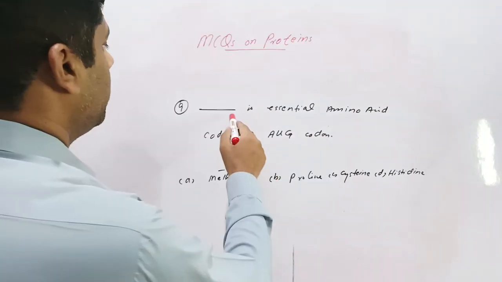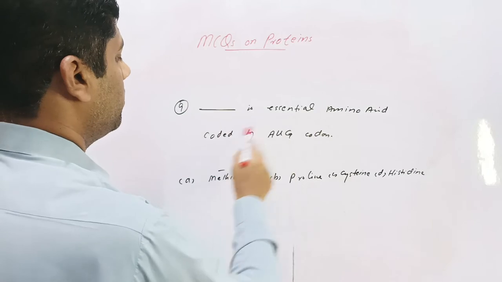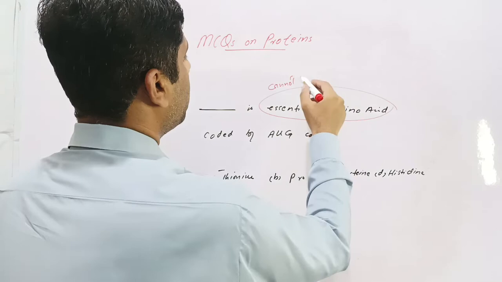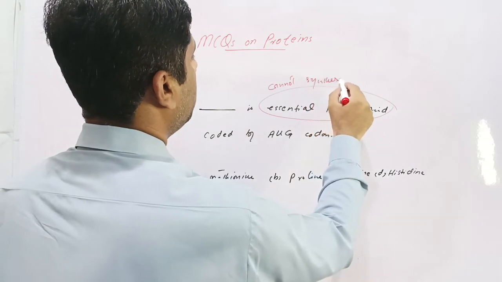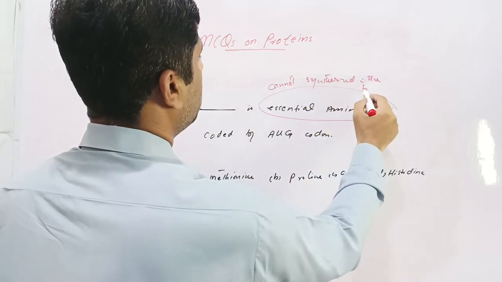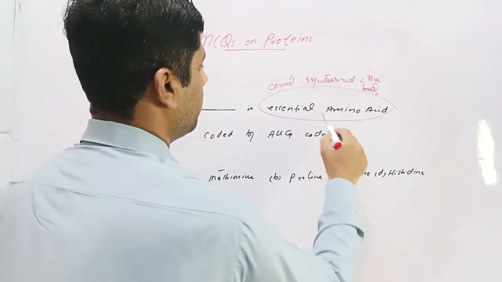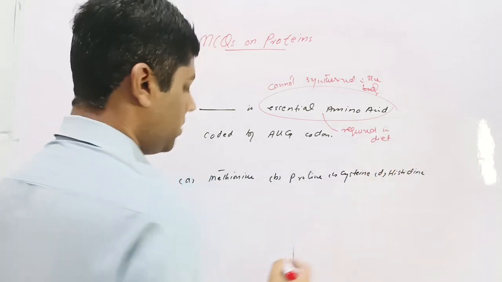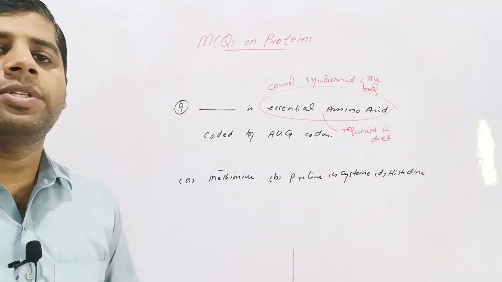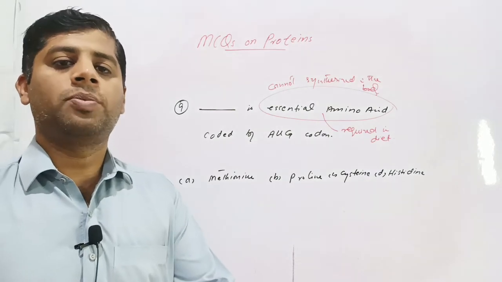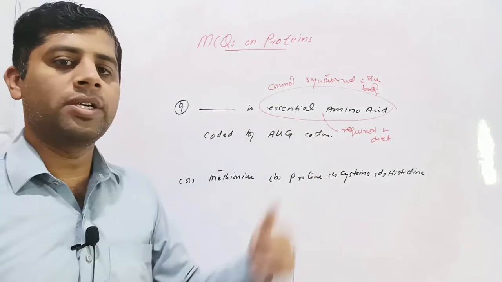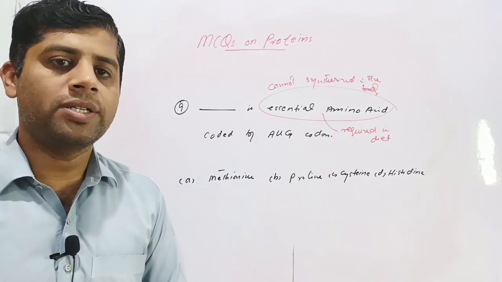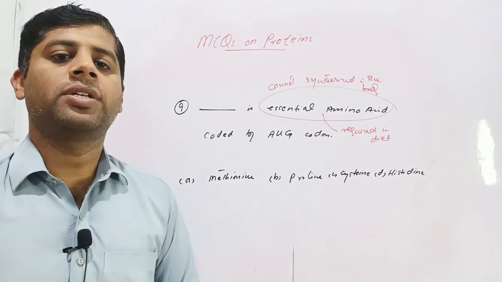Next question is, dash is the essential amino acid coded by the AUG codon. Essential amino acids are those amino acids which cannot be synthesized in the body and are required in the diet to maintain the physiological processes of the body. The amino acids which are synthesized by the body are called non-essential amino acids because we do not need these amino acids in our diet.